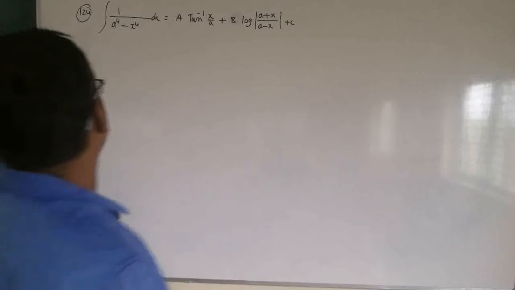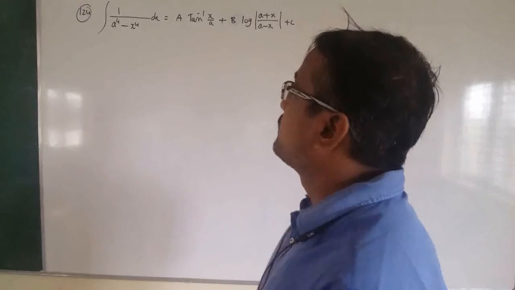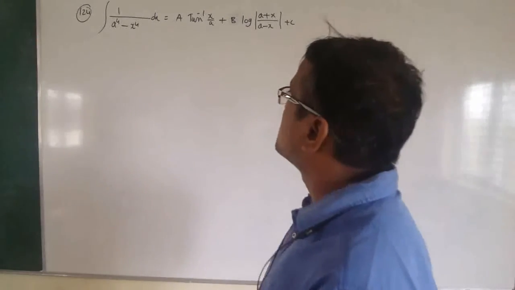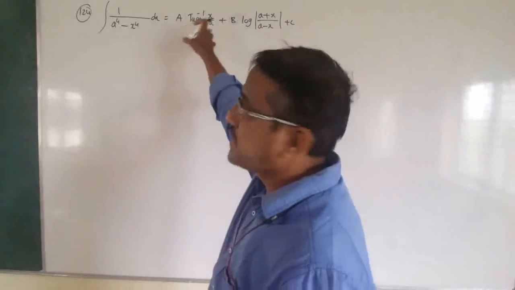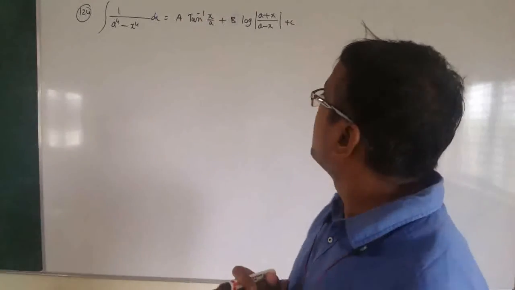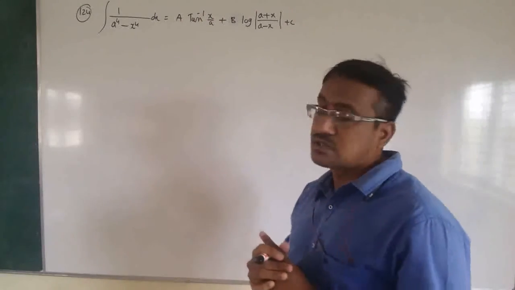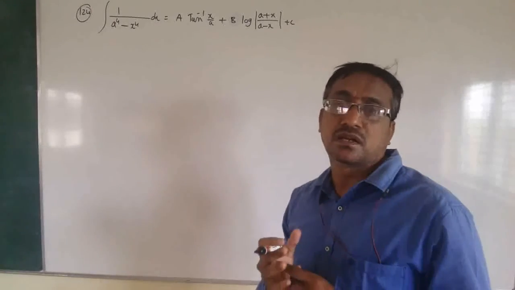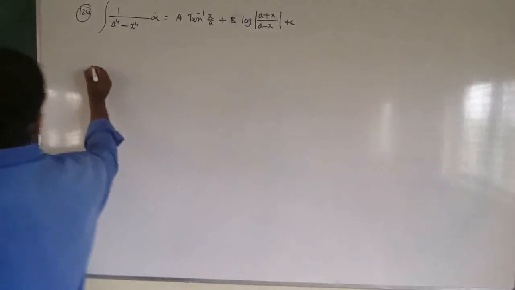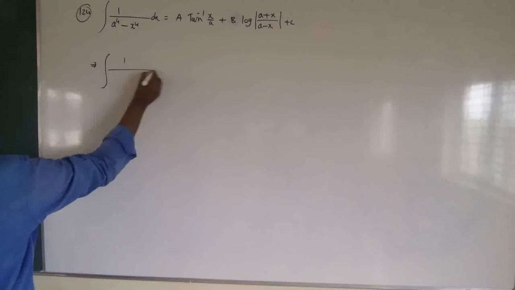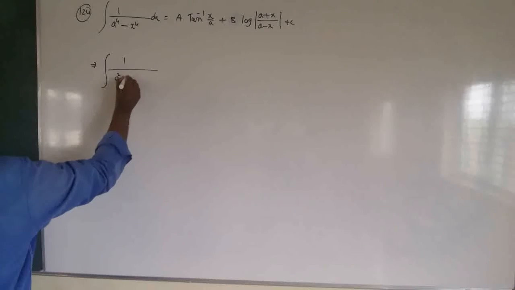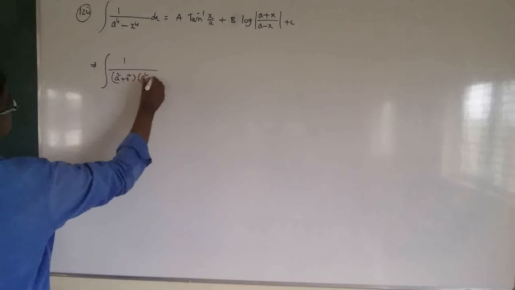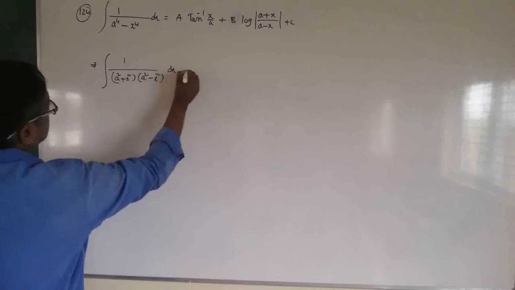Next problem, integral 1 by a power 4 minus x power 4 dx is given by A tan inverse x by a plus B into log mod a plus x by a minus x. We have to find capital A and capital B. Now this can be written as integral 1 by a square plus x square into a square minus x square dx.